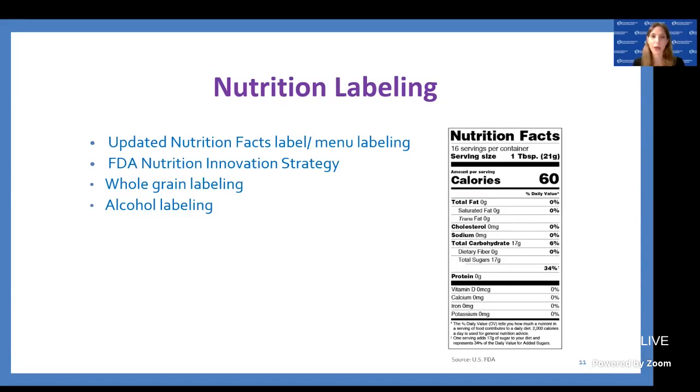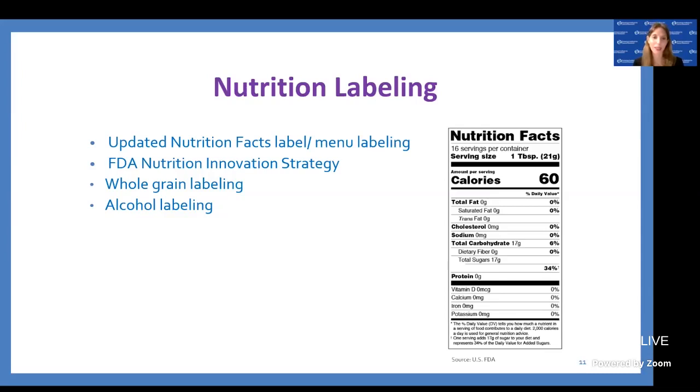Right now, there's no way for consumers to know if a grain-based product has part refined grain and part whole grain. There's no way for consumers to know what portion of that is whole grain versus refined grain. So we'd like to change that by adding whole grain content to the label. There's a bill that's been introduced in the current Congress called the Food Labeling Modernization Act that would do that.